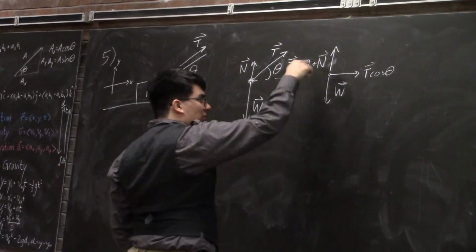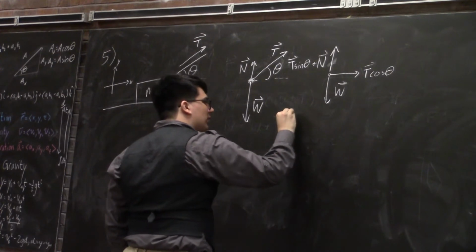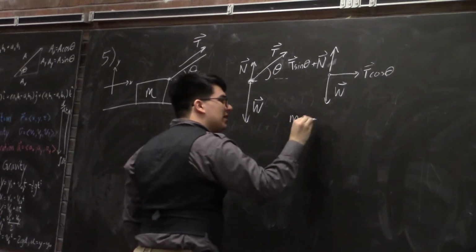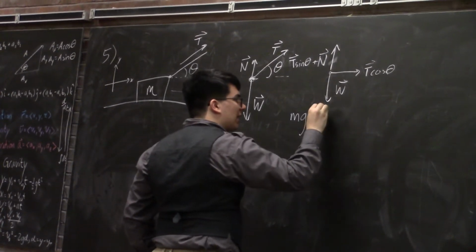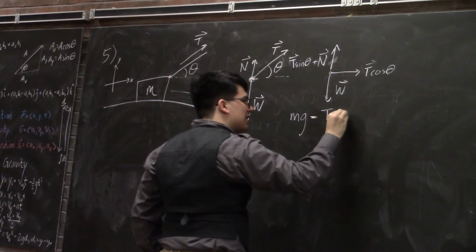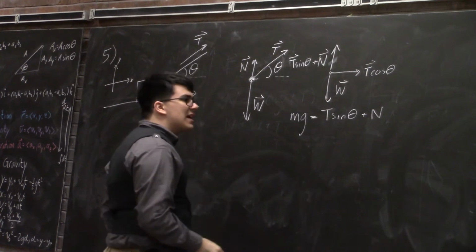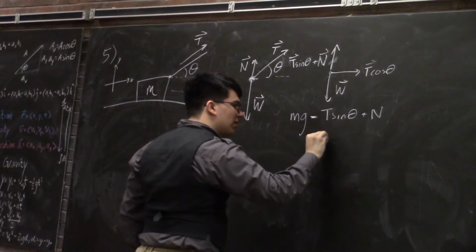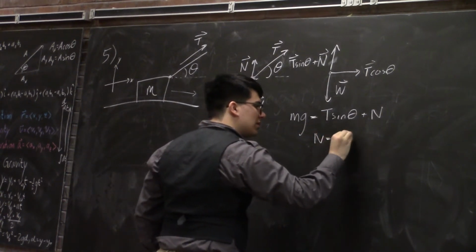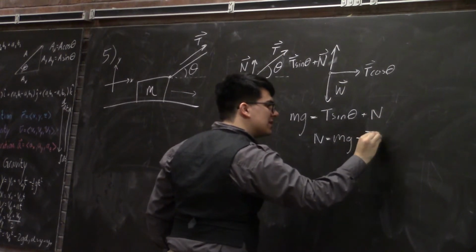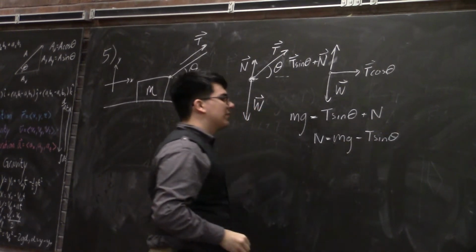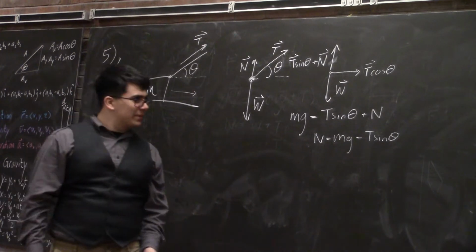First of all, these two are equal to each other. I can set the magnitude of the weight vector, mg, equal to the magnitude of this guy, which is T sine theta plus N. Therefore, I can say that the magnitude of the normal force is just going to be mg minus T sine theta. Everything is balanced as it should be.